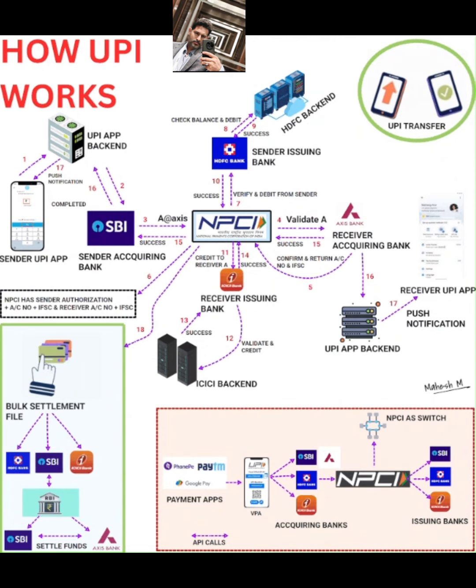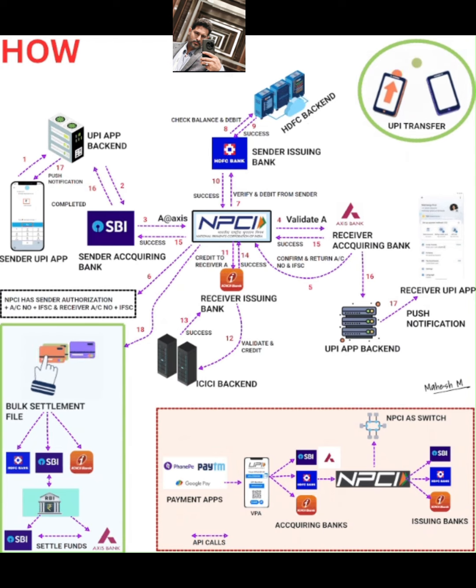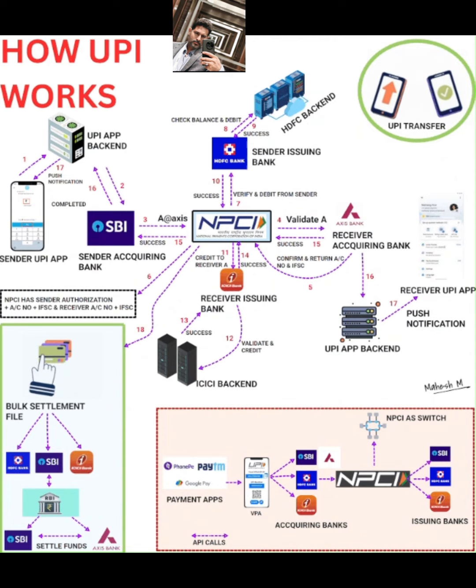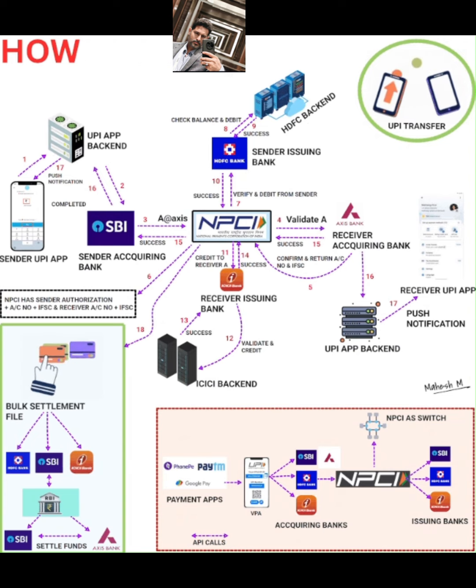NPCI gets this request and needs to figure out which bank the receiver is with. It validates the receiver's VPA. NPCI then routes the request to the receiver acquiring bank. The receiver acquiring bank talks to the receiver issuing bank to confirm the account details linked to the VPA. The receiver issuing bank sends confirmation back to the receiver acquiring bank. The receiver acquiring bank confirms with NPCI.